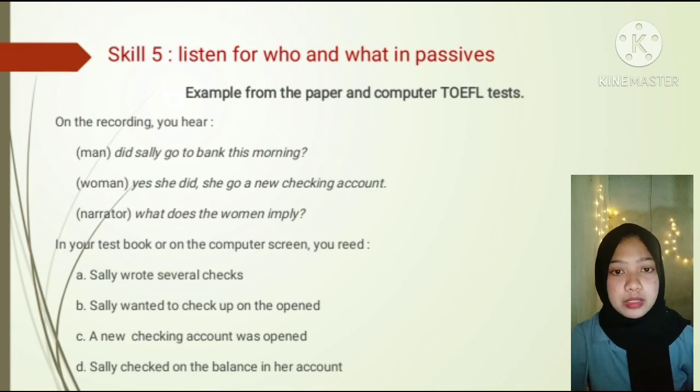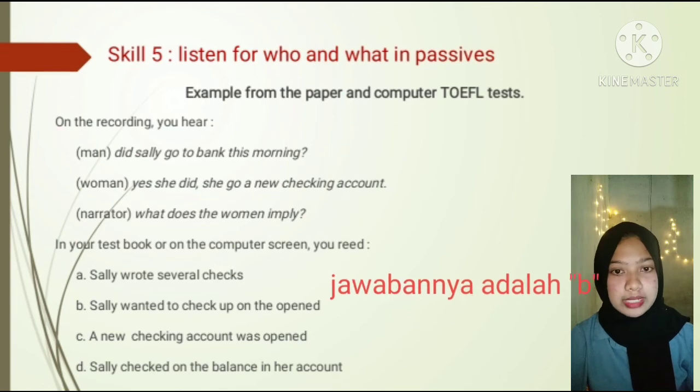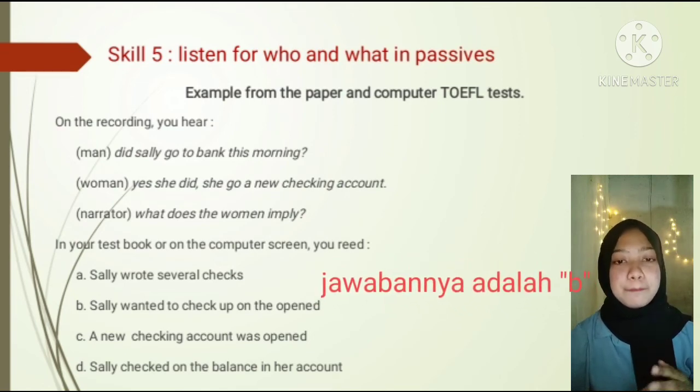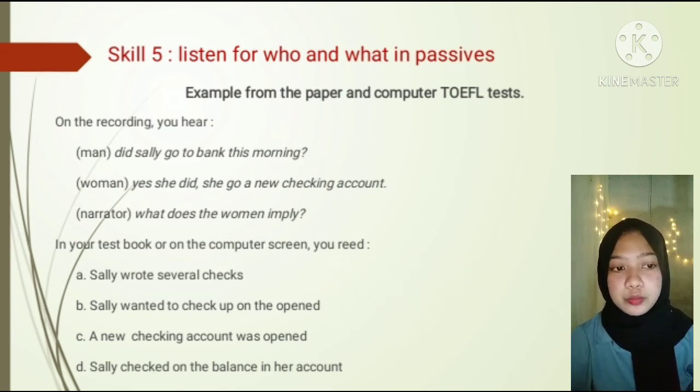Alright, the question is, what does the woman imply? We know that the answer is C. A new checking account was opened.